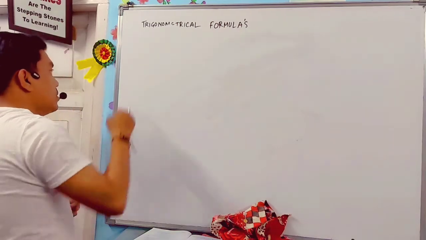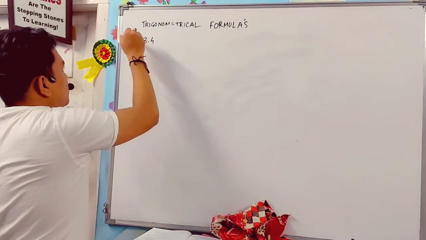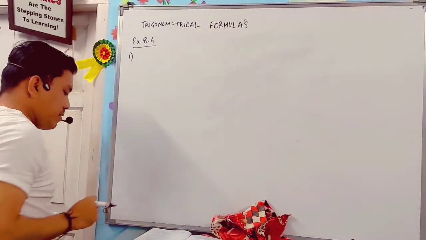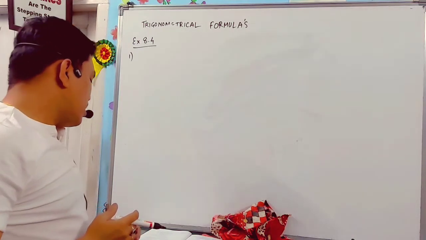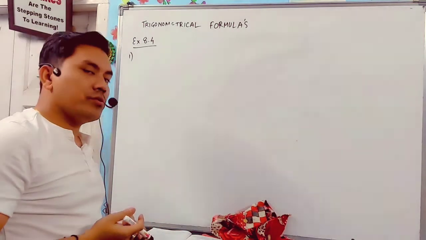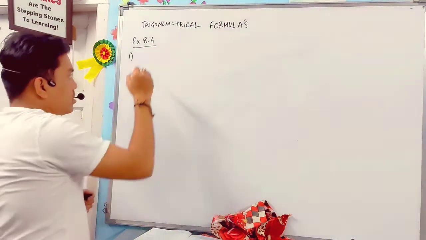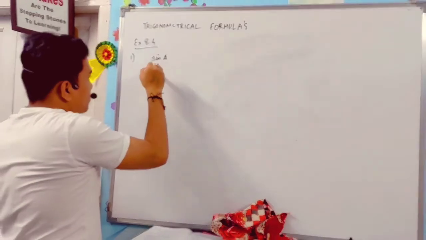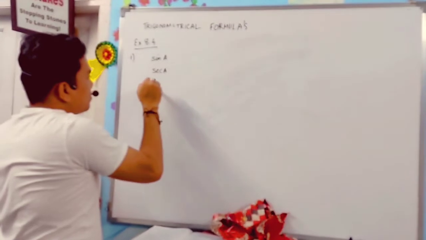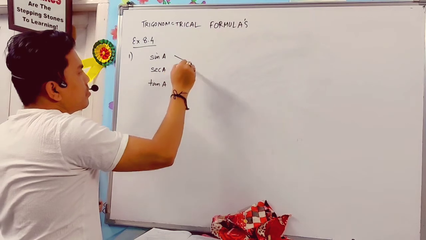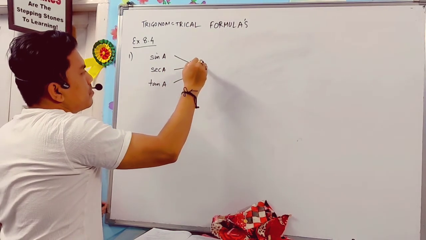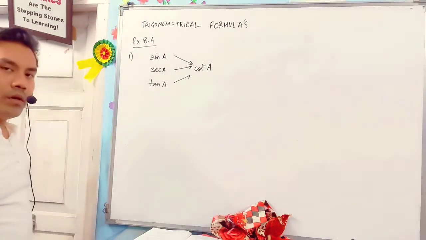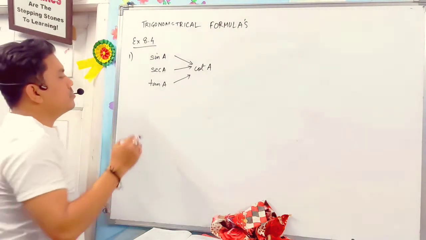So see the first one. Exercise 8.4. Question number 1. See what is given. Express the trigonometrical ratios sin A, sec A, tan A in terms of cot A. So 3 ratios are given: sin A, then sec A, and tan A. Each of them we have to convert in terms of cot A. So let us see how to do.